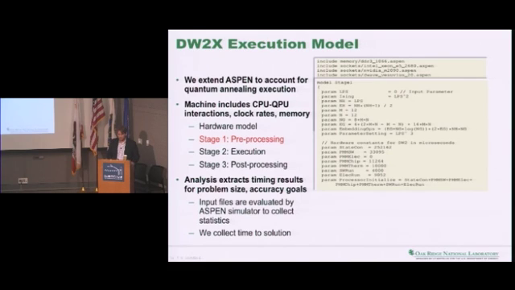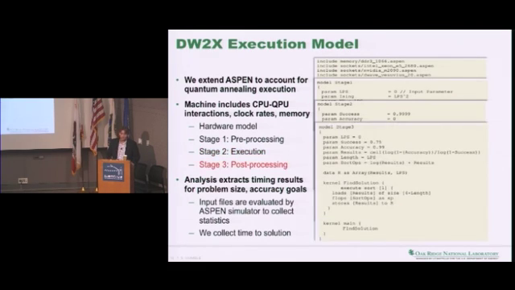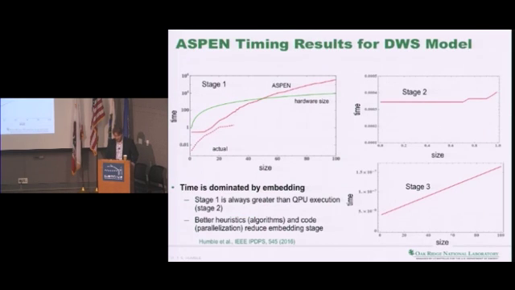This is stage 1. Stage 2 is the execution. Again, this includes things like setting up the paramagnetic memory in the hardware and thermalizing the results, initializing the register, and then performing the annealing. And then finally, there's a post-processing stage. And this really just corresponds to sorting the different energies that come out of that sequence. And then we put all of this into this ASPEN modeling framework in order to get out the time to solution. And so here are the timing results that we observed, and it's basically what we expected.